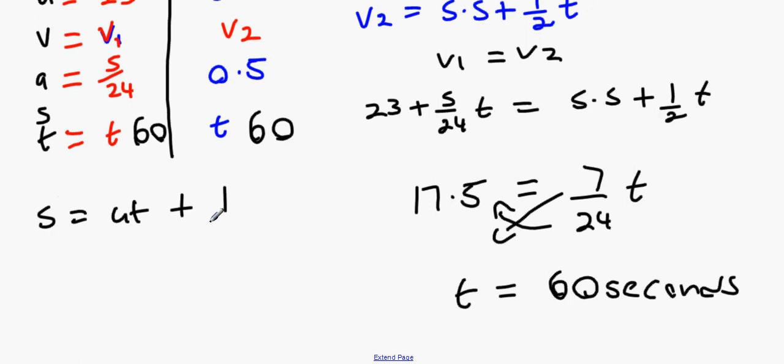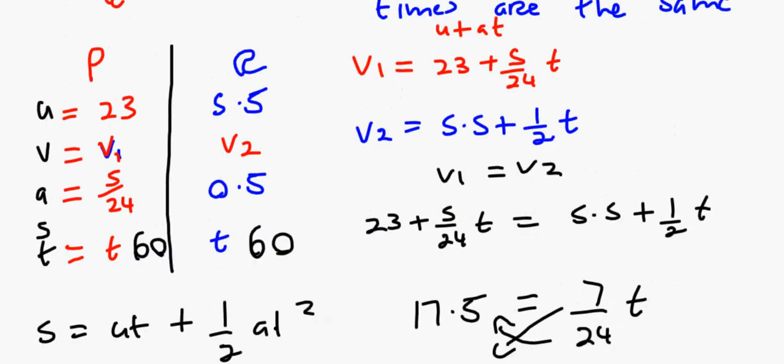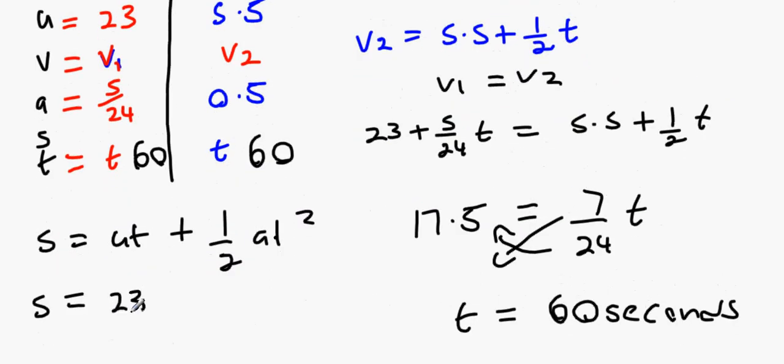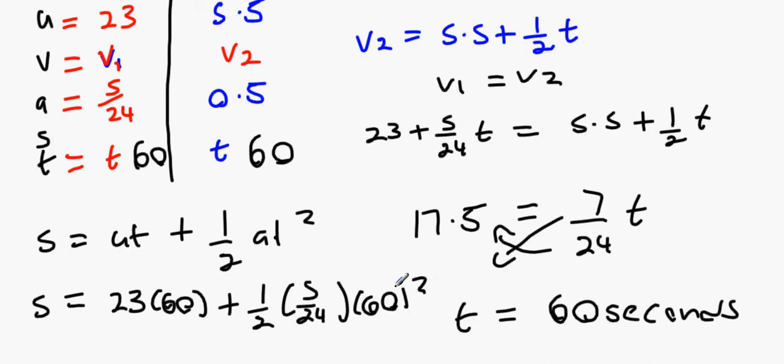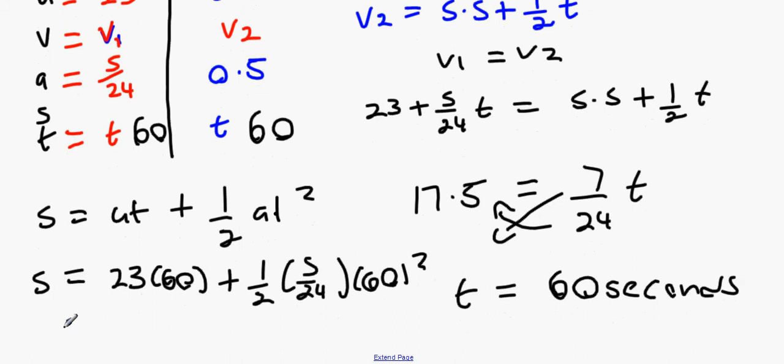And what you're going to get here is S equals UT, which is going to be 23 times 60, plus a half AT squared. So 23 times 60 plus a half, 5/24 times 60 squared. Put it all into your calculator, and you're going to get the distance S equals, the biggest distance was 525 meters.